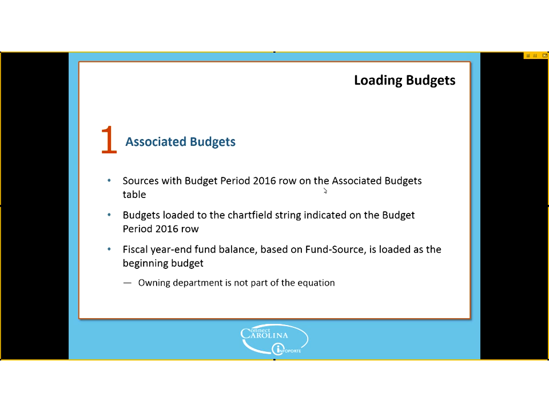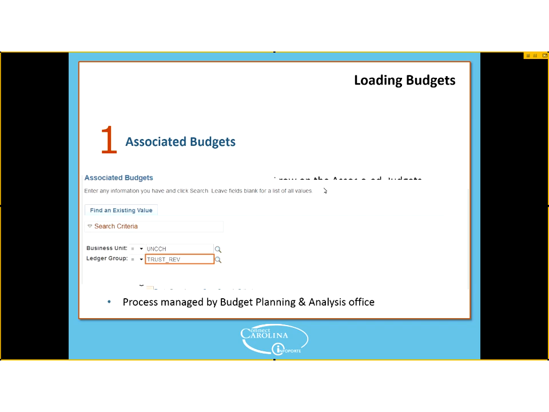Last year that was taken into account. So here's what I mean by that. Let's say you have $1,000 sitting in one fund, source and department, and then you have another $1,000 sitting in the same fund and source but a different department. Okay, last year only $1,000 got loaded. This year we're going to load the full $2,000. Okay, so the entire fund balance based on fund and source will be loaded as the beginning budget. And again, that budget will be loaded to the chart field string on the associated budgets table.